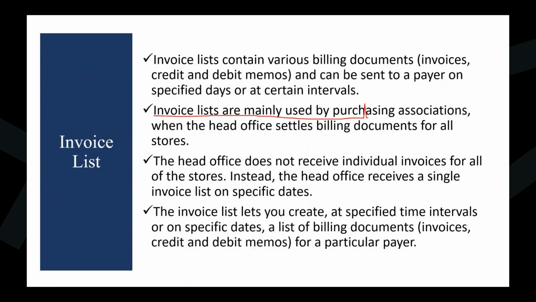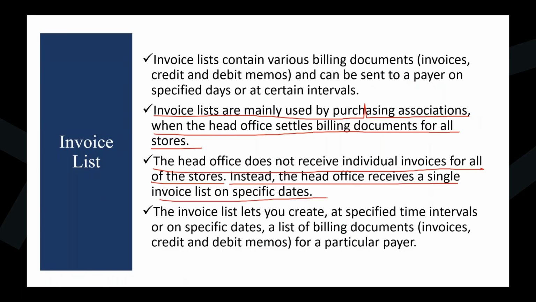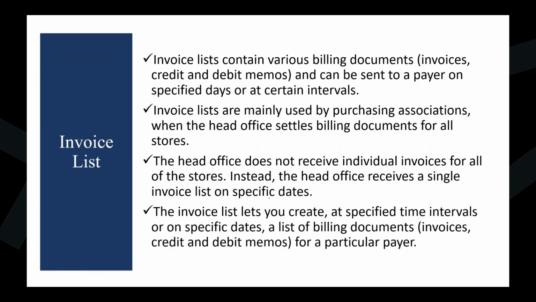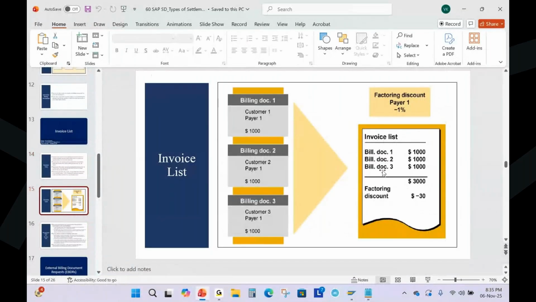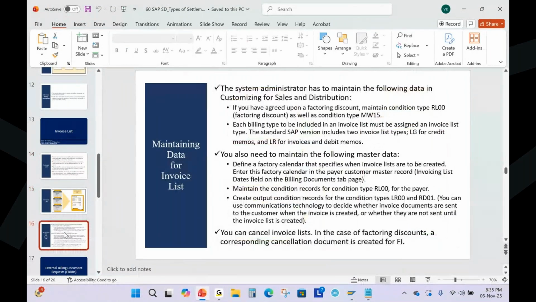Invoice lists are mainly used by purchasing associations when the head office settles billing documents for all stores. The head office does not receive individual invoices for all of the stores. Instead, the head office receives a single invoice list on specific dates. The invoice list lets you create, at specified time intervals or on specific dates, a list of billing documents for a particular period. So you will send them on a particular date. Now let's create this invoice list.